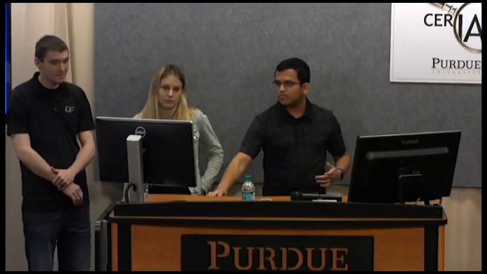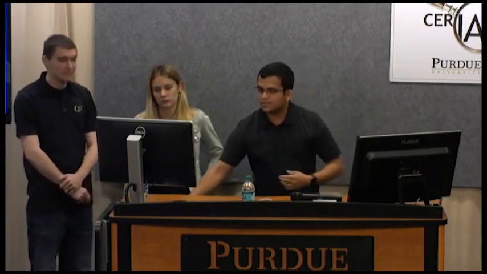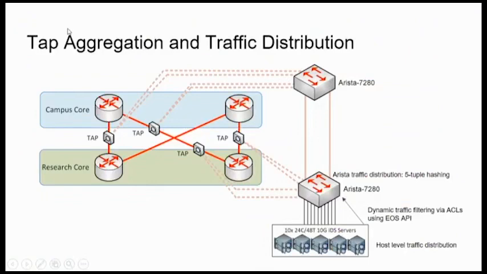So as I was talking about the network taps right here on the top left, these are what our network taps look like. There are the two campus core routers and the two research core routers, as you can see right here and here. We have tapped every single link going between these four routers. So this is where the PULSAR system resides, in a logical diagram.